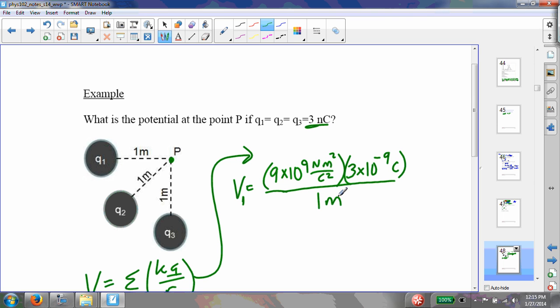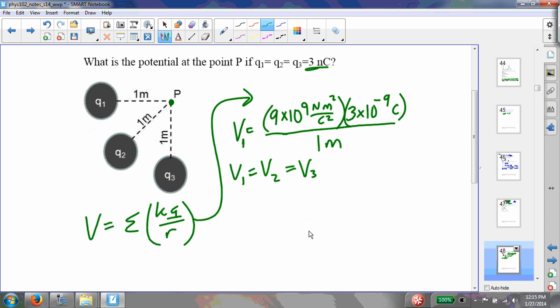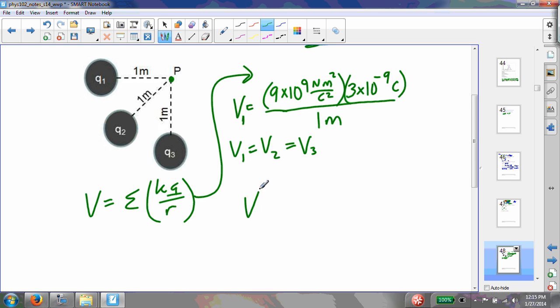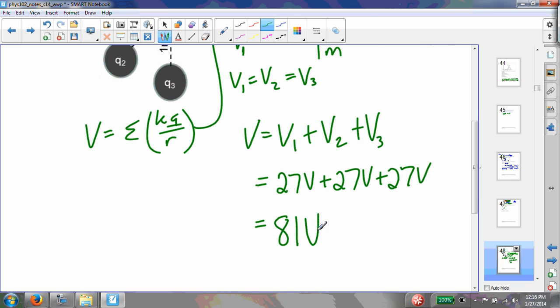All right, so that's the potential due to V1, and V1 is equal to V2 is equal to V3 because they're all the same particle, all the same charge, and they're all the same distance from the point P. And then my net voltage is going to equal V1 plus V2 plus V3. Now if I do this calculation, that cancels. I'm left with 27 volts. So this is equal to 27 volts plus 27 volts for Q2 and 27 volts for Q3. And so that's 81 volts.